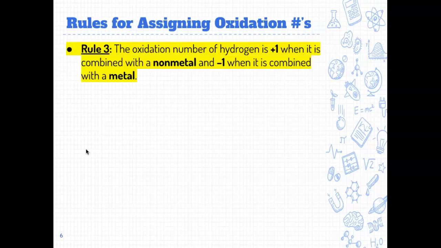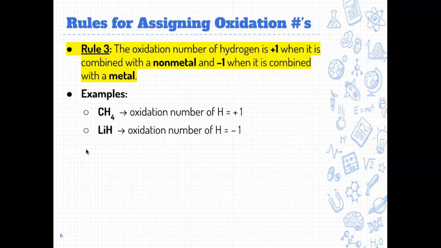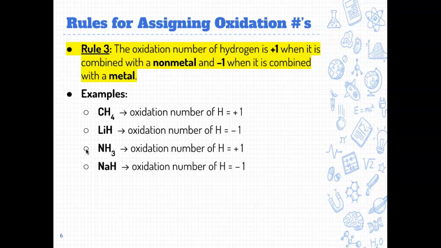Another rule, rule number 3, the oxidation number of hydrogen is +1 when it's combined with a nonmetal, and it's -1 when it's combined with a metal. So let's take a look. So CH4, carbon is a nonmetal, so hydrogen in this case is going to take on a +1. Lithium is a metal, so in this case hydrogen is going to have an oxidation number of -1. Nitrogen is a nonmetal, so hydrogen here is going to have an oxidation number of +1. Sodium is a metal, so hydrogen is going to have an oxidation number of -1.